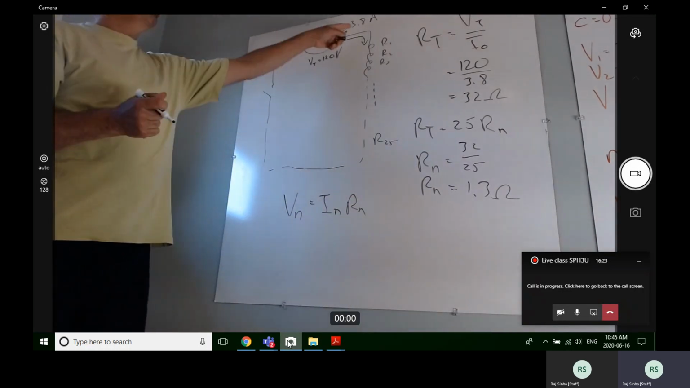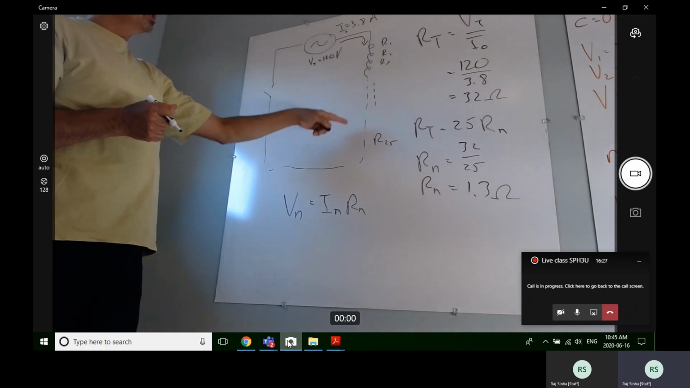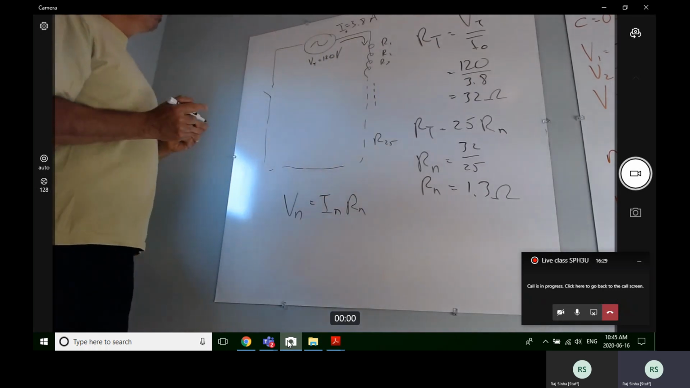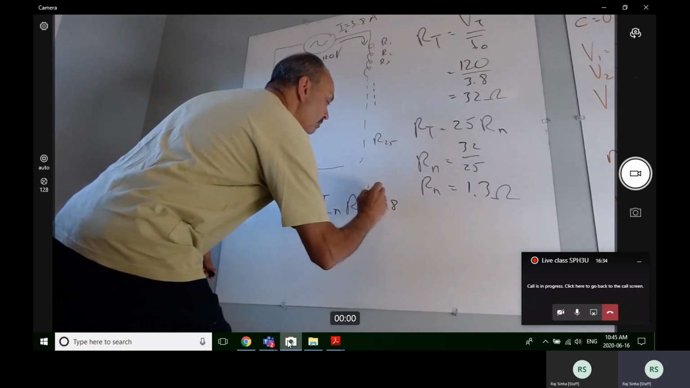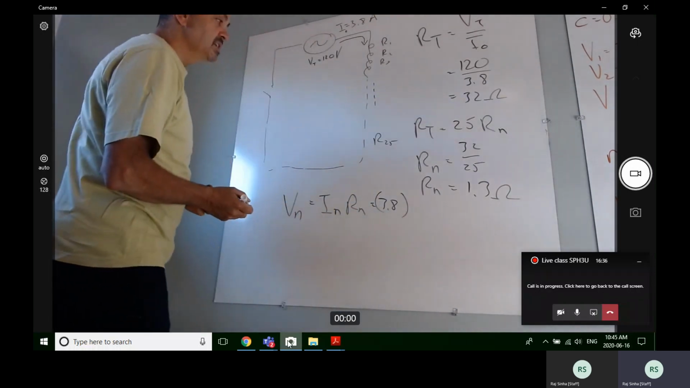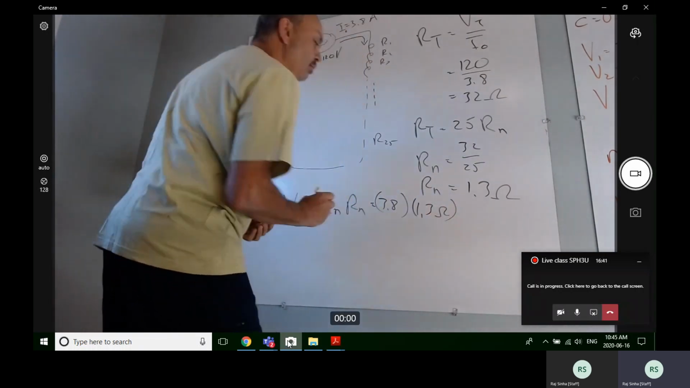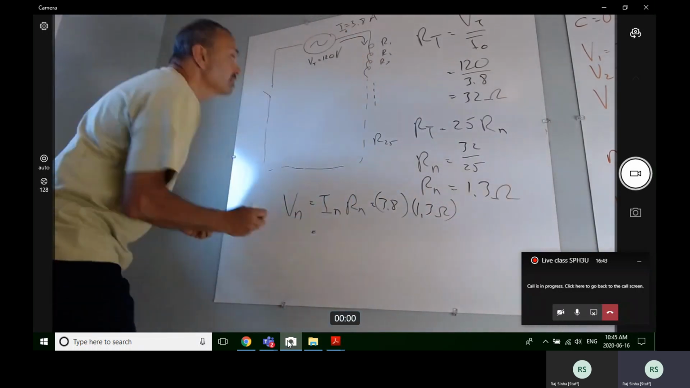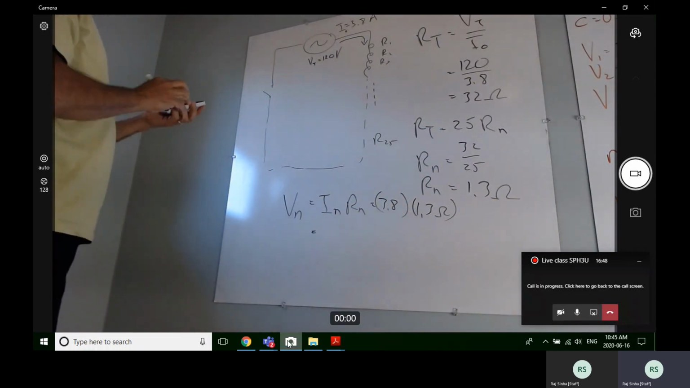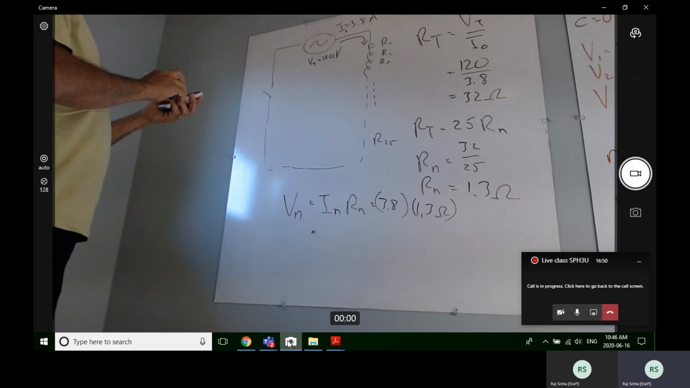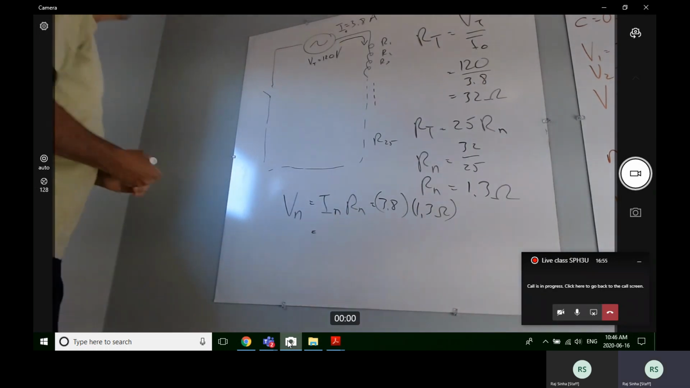I know the current is 3.8 amps, and according to Kirchhoff, because there are no junctions, the current remains constant. So the current here stays at 3.8 amps times the resistance of 1.3 ohms, and I should get 3.00 volts.